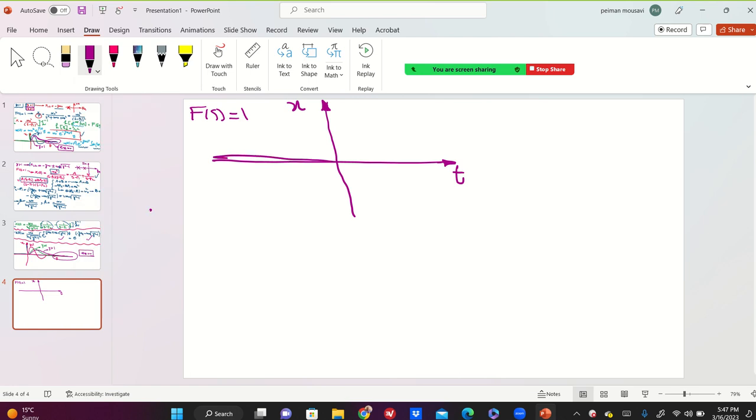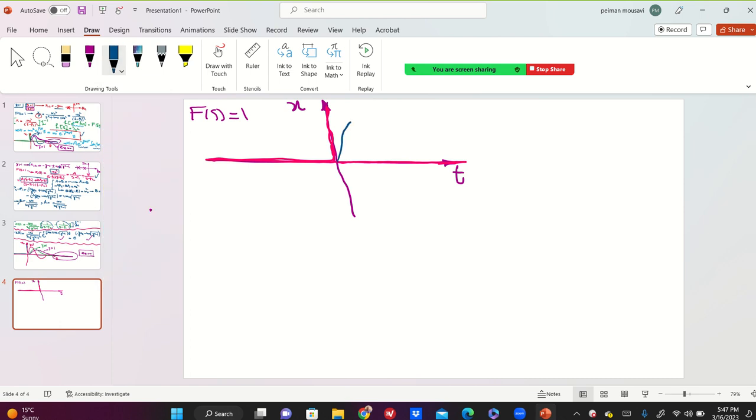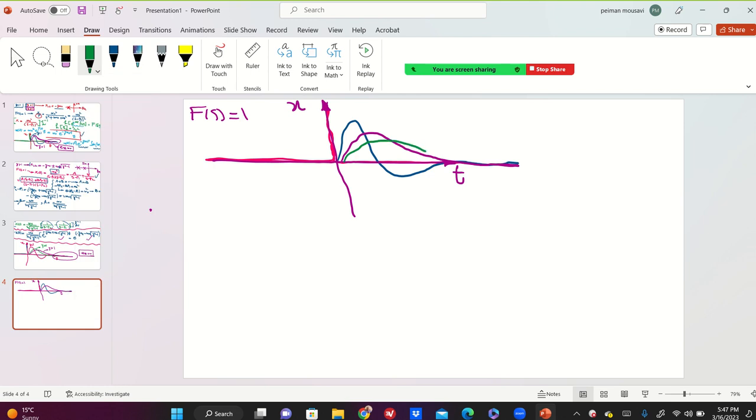If your input to the system is impulse, as I plot it now, this is underdamped, this is critically damped, and this is overdamped.